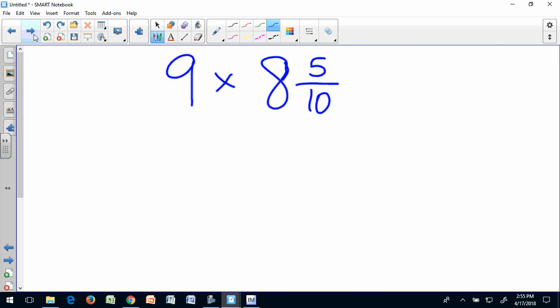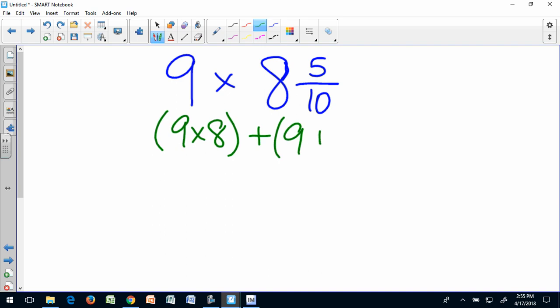Let's do another one. 9 times 8 and 5/10. Now I know it might seem like a lot of work to write 9 times 8 out, because we could just write 72, but write out the whole thing so that you know exactly what you're doing, and your teachers can look at your work and know that you know what you're doing.